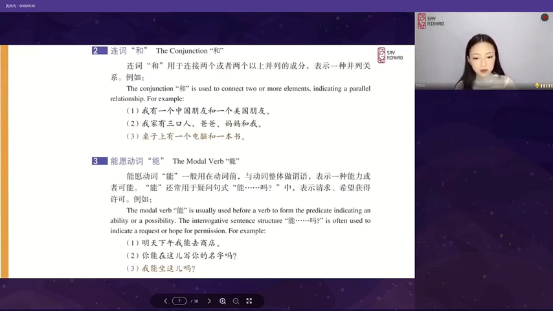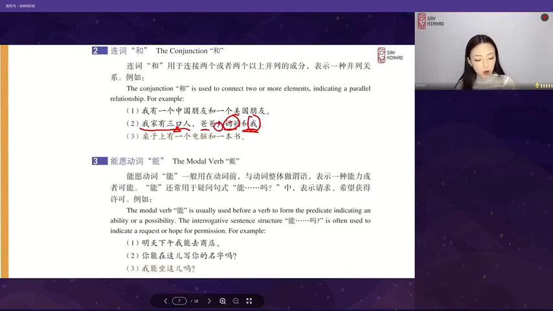And next one is really special. 我家有三口人, it means there are three people in my family. 口 is the measure word for family members, right? And 爸爸妈妈和我, there are three elements in this sentence that we need 和 to connect. When there are more than two elements we need 和 to connect, we use 和 just between the last two elements.